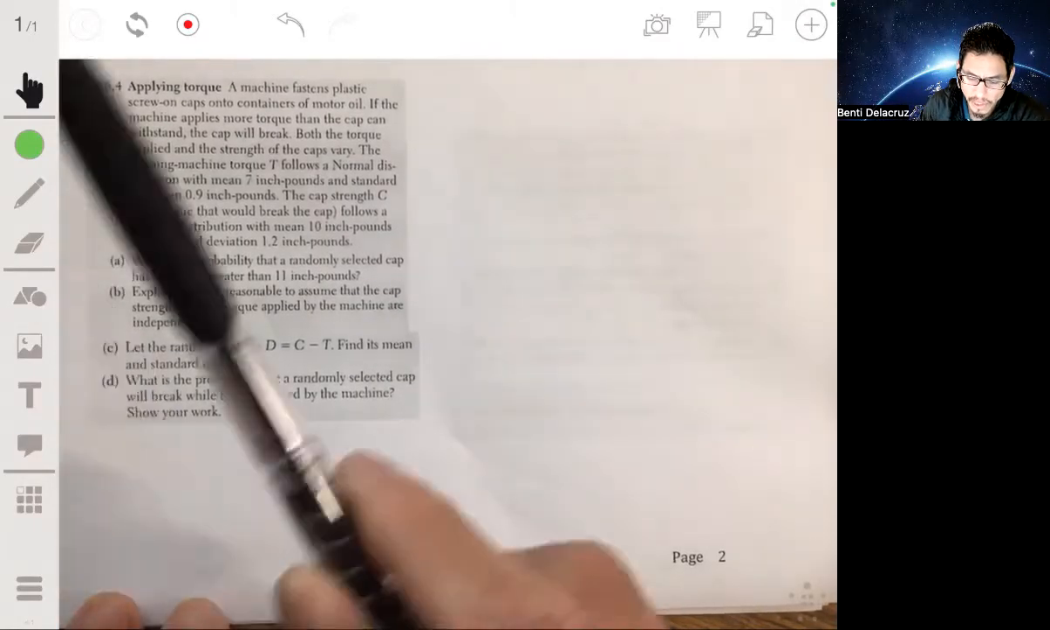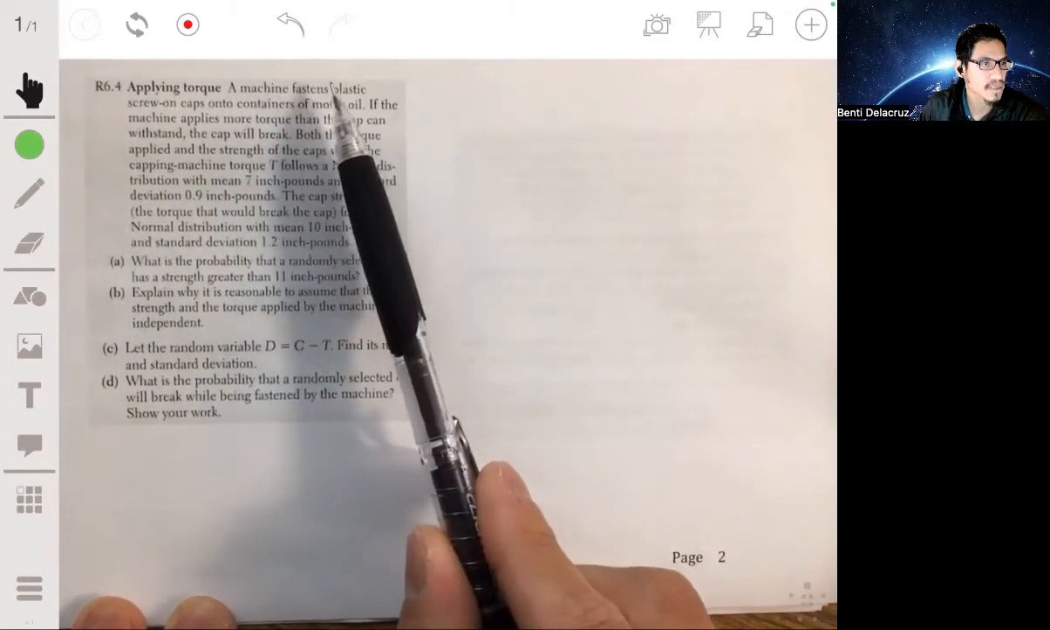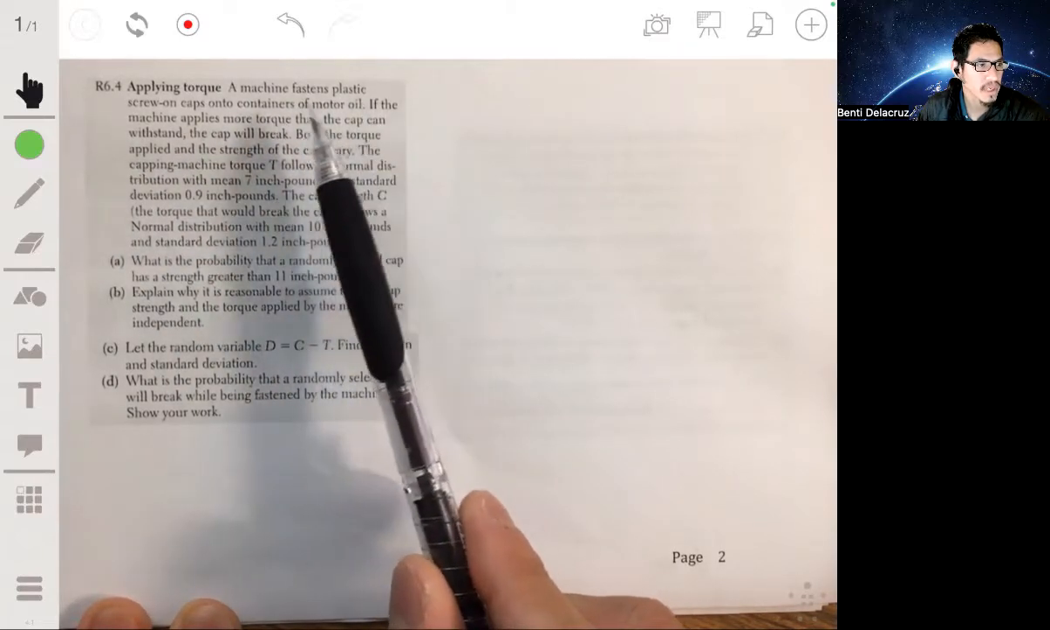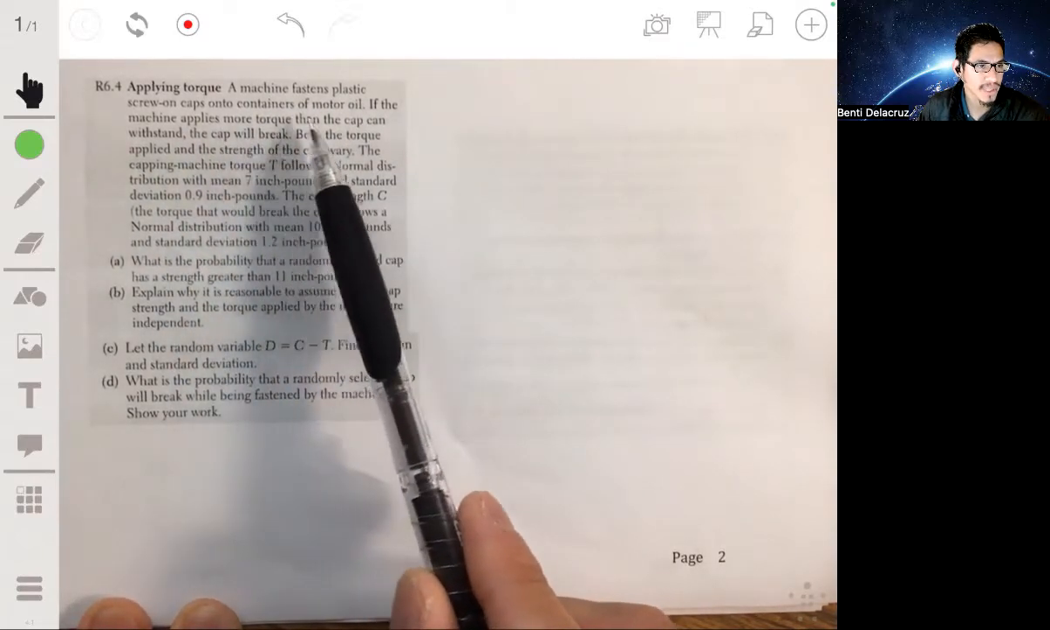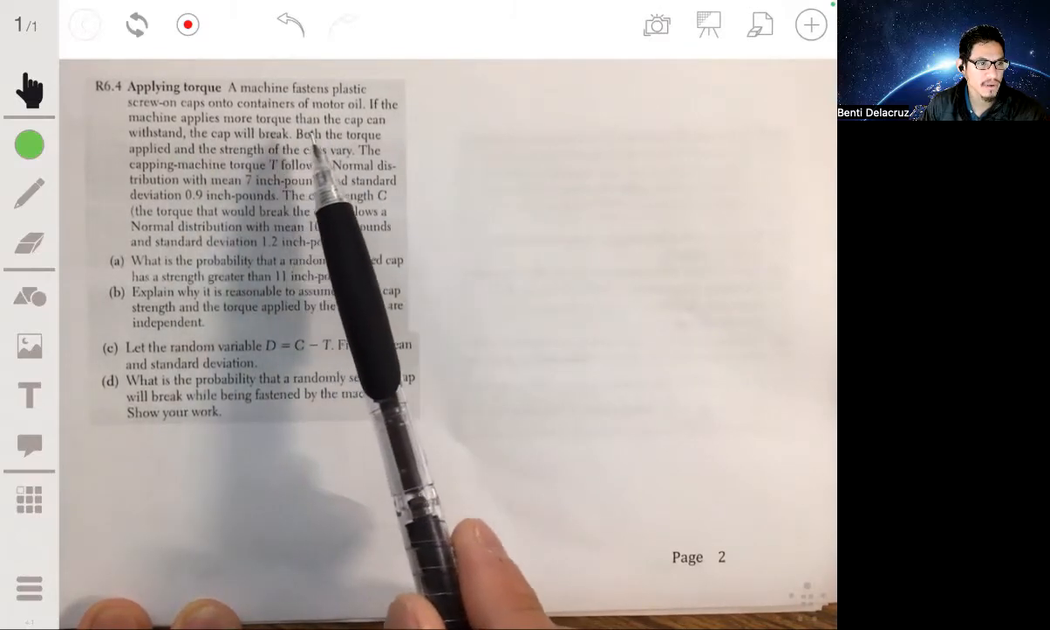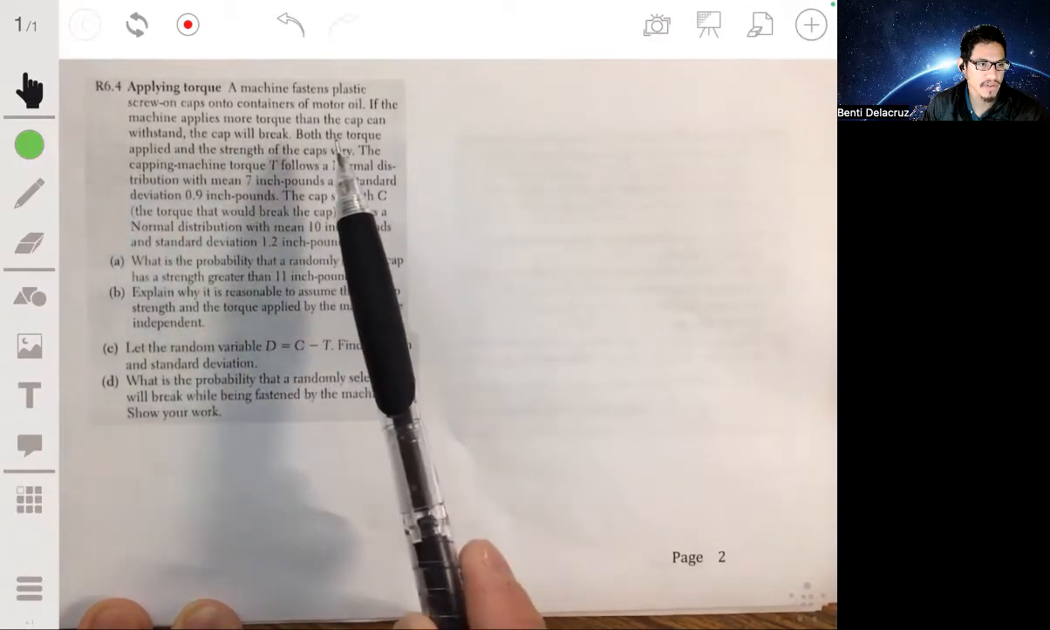All right, so here we got a machine that fastens plastic screw-on caps onto the containers of motor oil. And it says if the machine applies more torque than the cap can withstand, the cap's going to break. And it says both the torque applied and the strength of the caps vary.